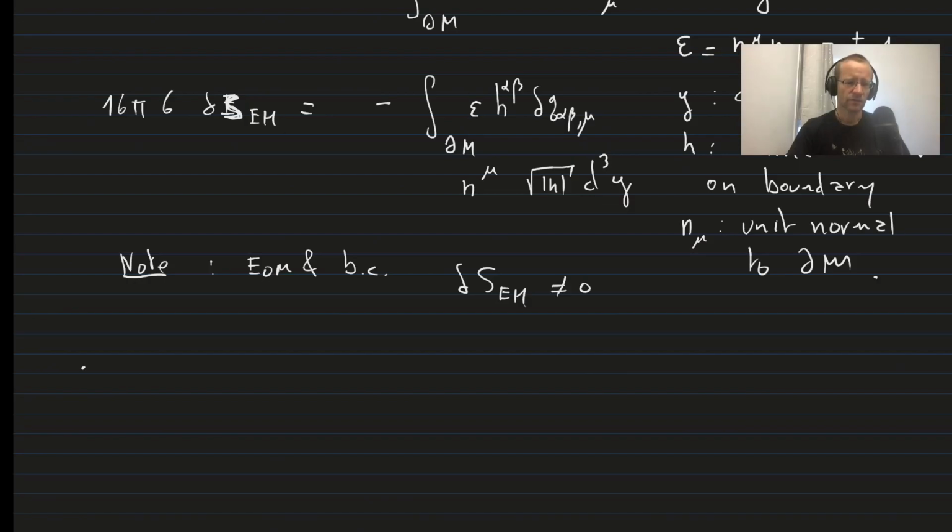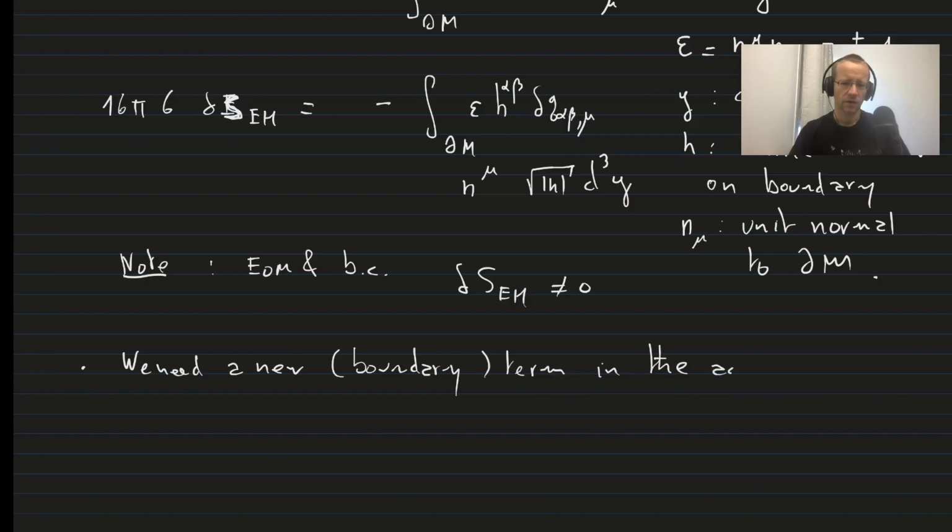So therefore, we need a new boundary term in the action for the variational principle to be well defined. In other words, to cancel the remaining variation.